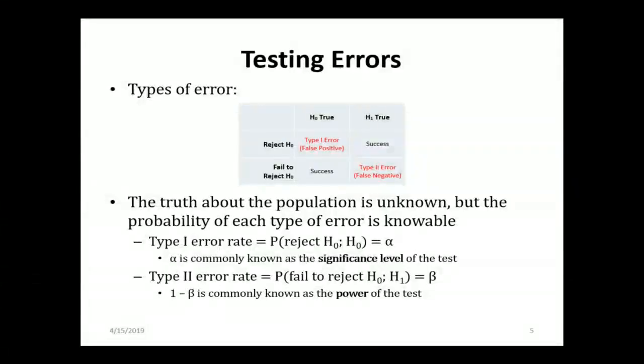And so these are two parameters that characterize the quality of the test in terms of how well it's able to correctly reject the null when the null is false, and fail to reject the null when the null is actually true.